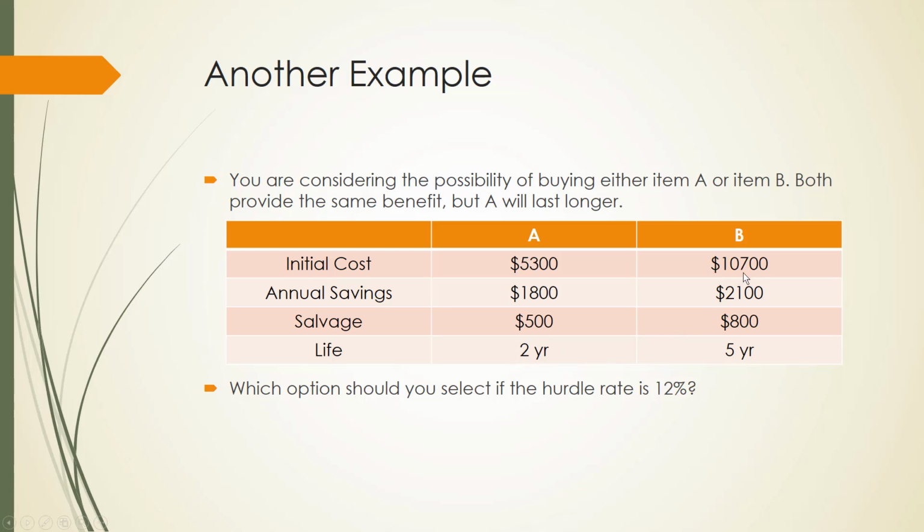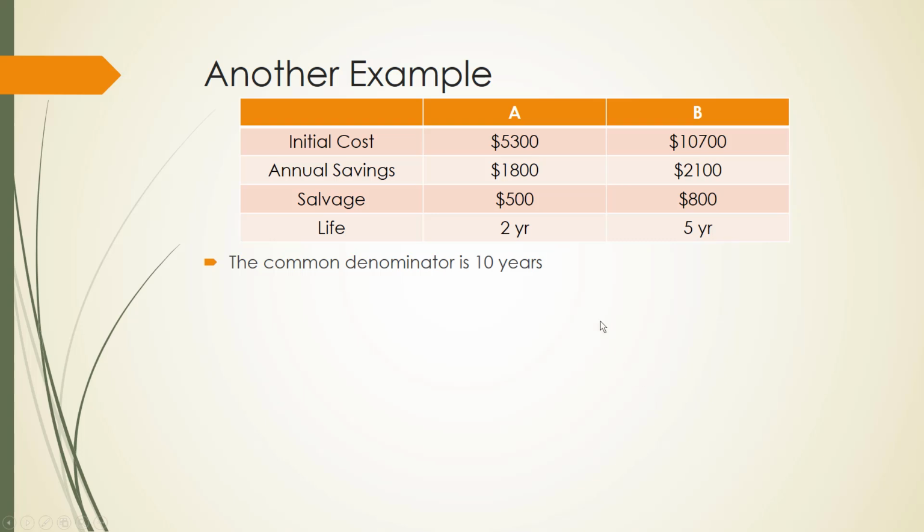Option B is going to cost almost twice as much, $10,700. Annual savings is $2,100. Salvage value is $800, but this one will last 5 years. We're again going to be using a hurdle rate of 12%. So here my common denominator between 2 and 5 is 10 years, meaning that for option A, I'll need to repurchase this item 5 different times.